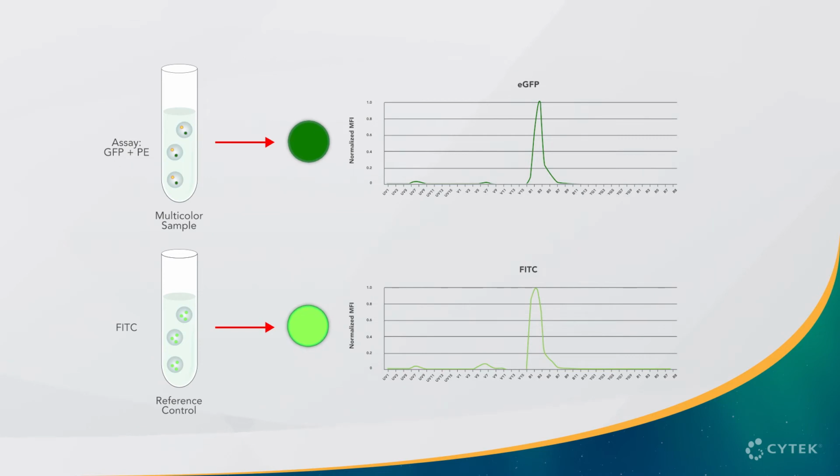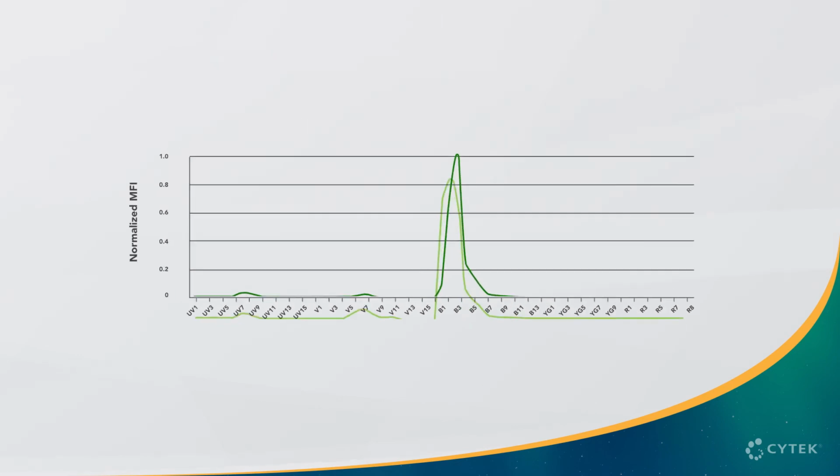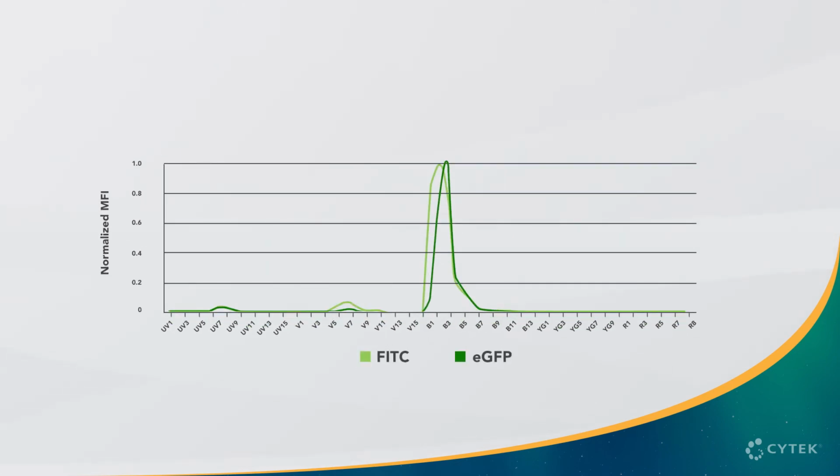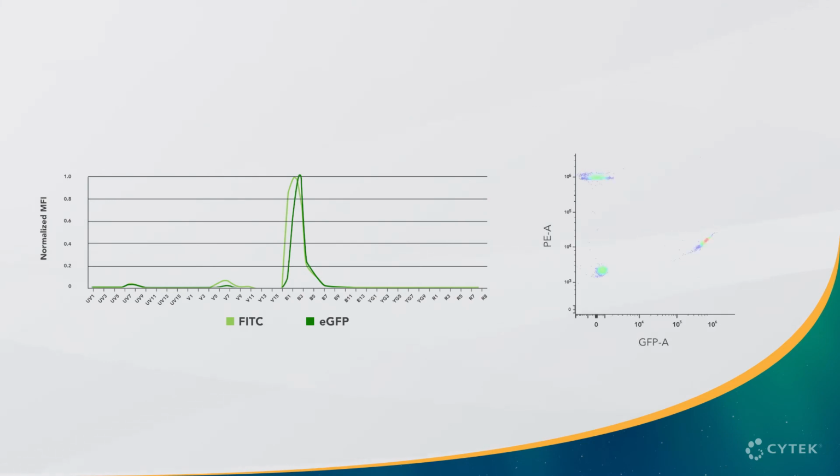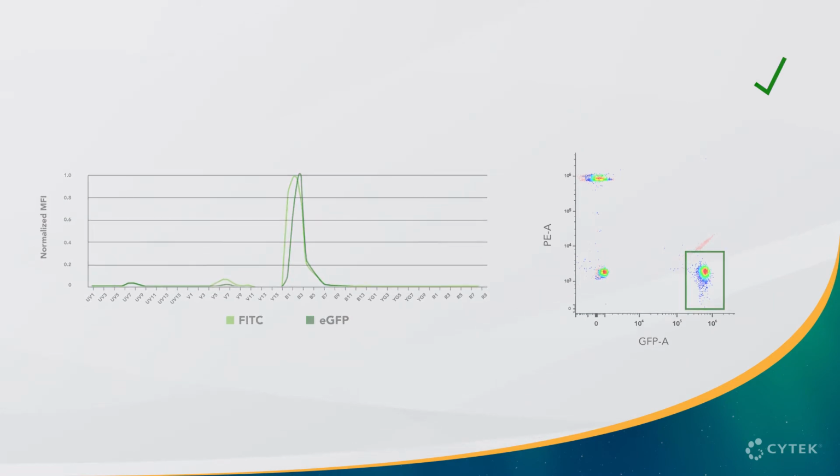However, the reference control for the GFP was instead made with FITC. Though these two fluorochromes have very high similarity, they are not identical. By viewing their normalized spectra, we can see small differences. When the GFP and PE multicolor sample is unmixed using FITC as the reference control, unmixing errors are present. When a proper GFP control is used, accurate unmixing is achieved.